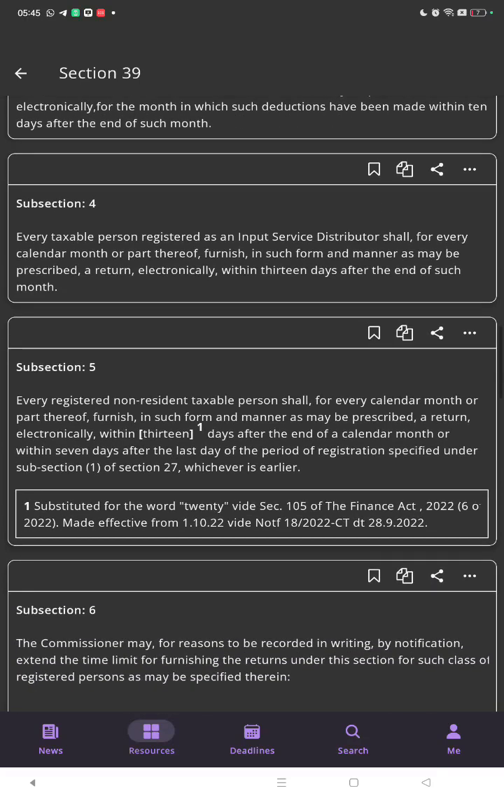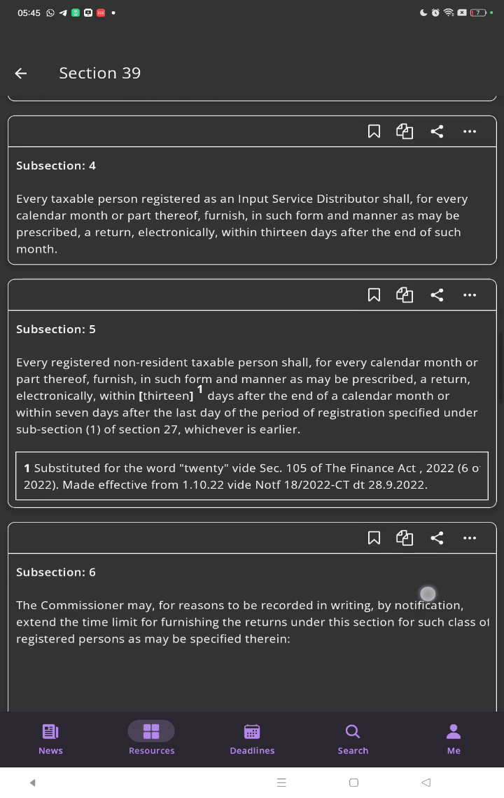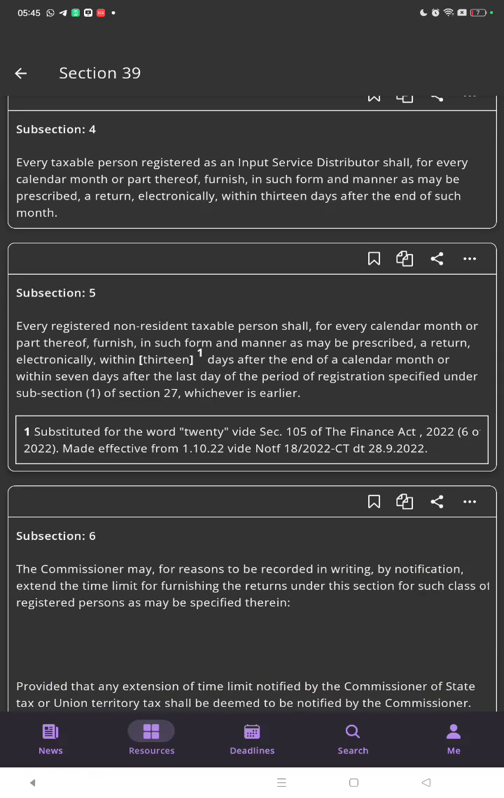Subsection 4: every taxable person registered as an input service distributor shall, for every calendar month or part thereof, furnish in such form and manner as may be prescribed, the return electronically within 13 days after the end of such month.